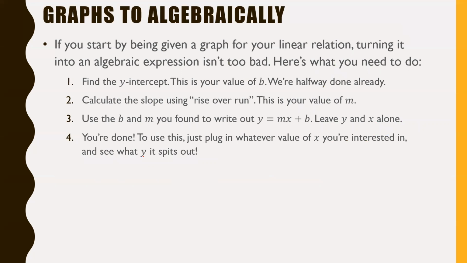Step number one is find the y-intercept. So again, if this is your graph and your graph is going along like this, your y-intercept is this right here. That's going to be your b value. Believe it or not, once you have that, you're literally already halfway done. Step two, calculate the slope using rise over run.